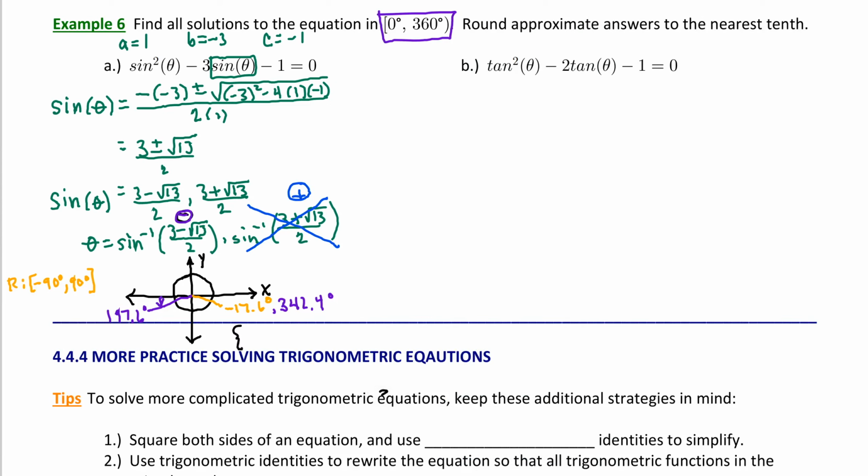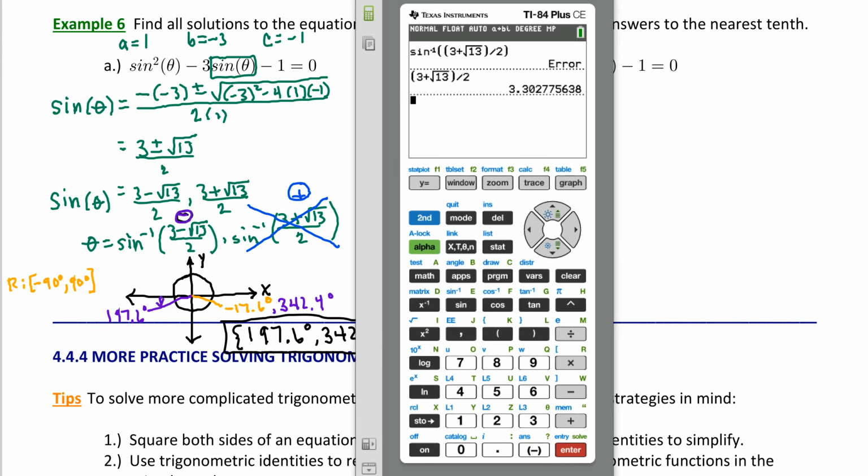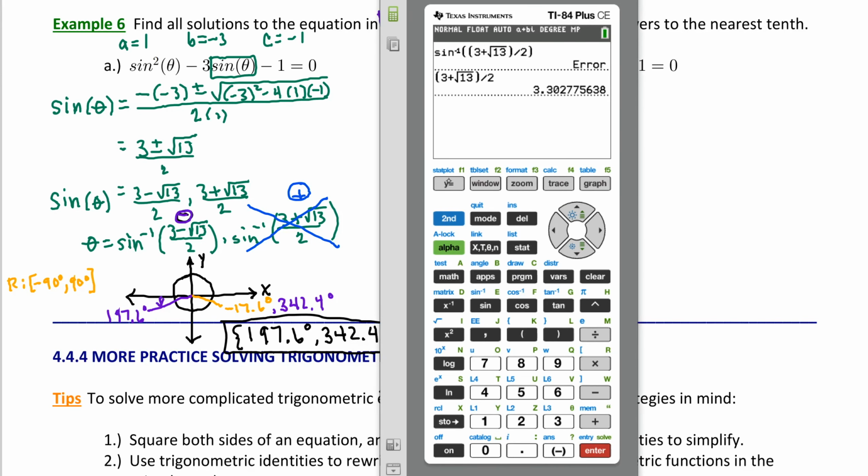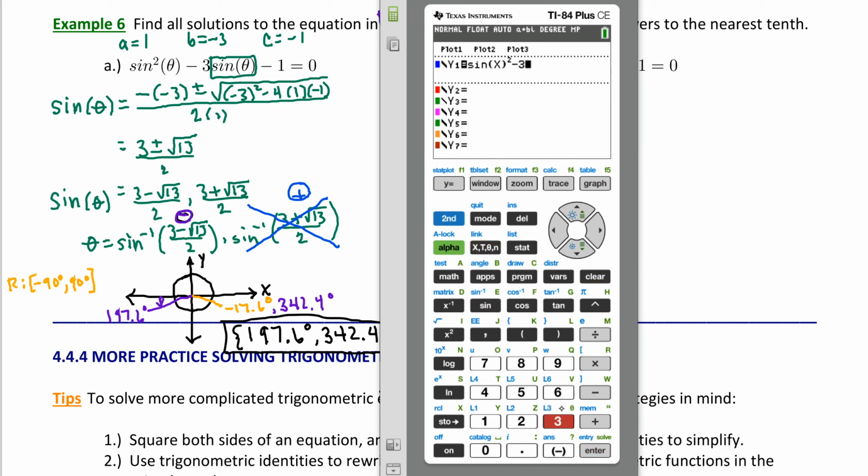That means we're done. Our only two solutions are 197.6 degrees and 342.4 degrees. Now, we could certainly check each of those solutions by substitution, and of course it'll be approximate since we approximated the solutions. But to be sure that we've got all the solutions in one rotation around the unit circle, I prefer to check by looking at the x-intercepts on the graph.